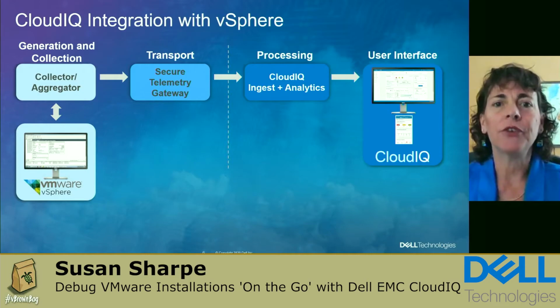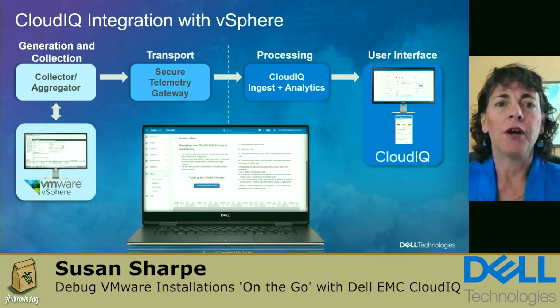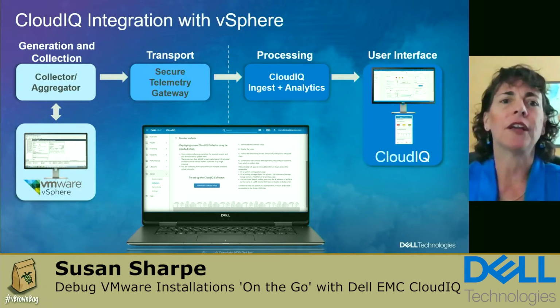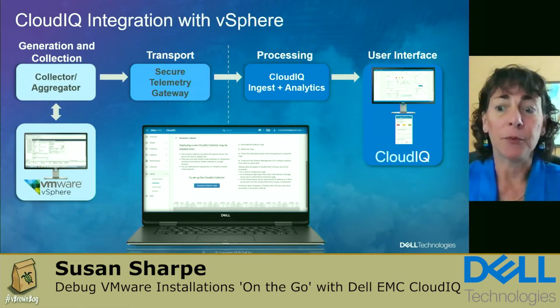This CloudIQ Collector is available for download from the CloudIQ application, so you can simply click to download the Collector app. I'll show you when I shift over to the demo, and then you can simply set up that vApp and start collecting the telemetry data from your vSphere instance. So with that, let's shift into the demonstration.